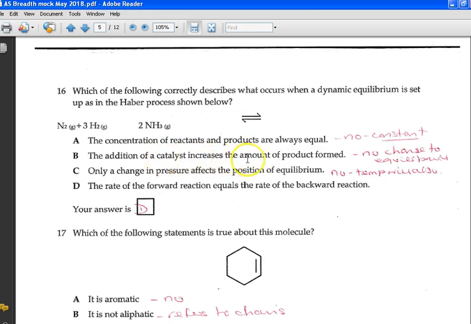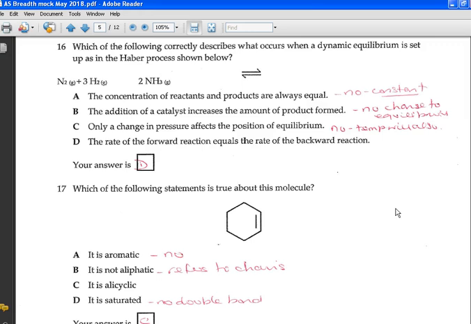Addition of a catalyst increases the amount of product. No, it doesn't change anything to do with the equilibrium. It just increases the rate. Only a change in pressure affects the position of equilibrium. That is not true, because obviously if we change the temperature, that will also affect the position of equilibrium, or if we change the concentration of one side. So the last statement, the rate of the forward reaction equals the rate of the backward reaction, is correct.